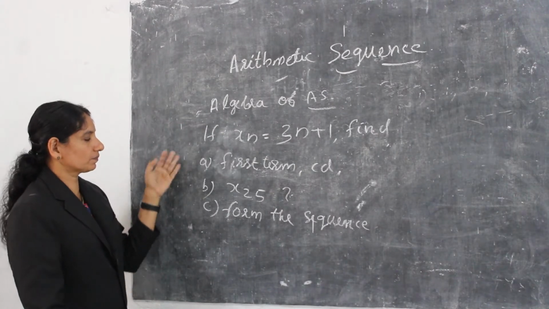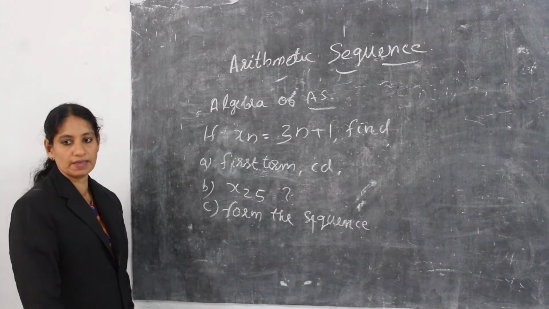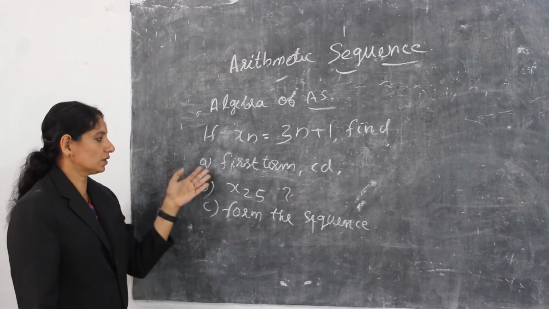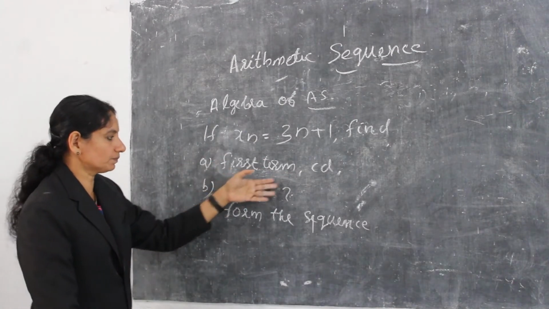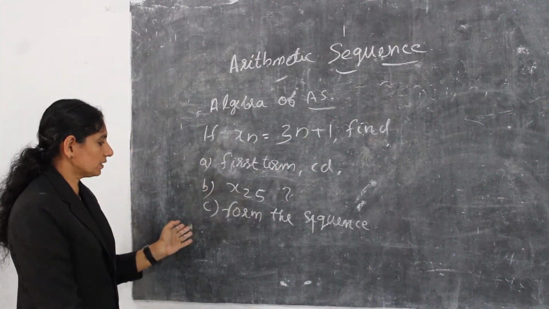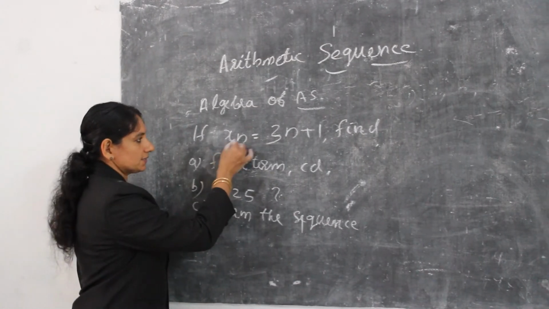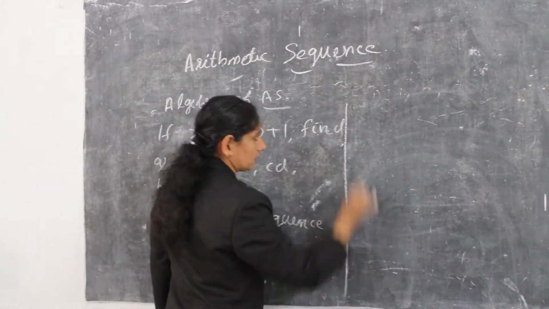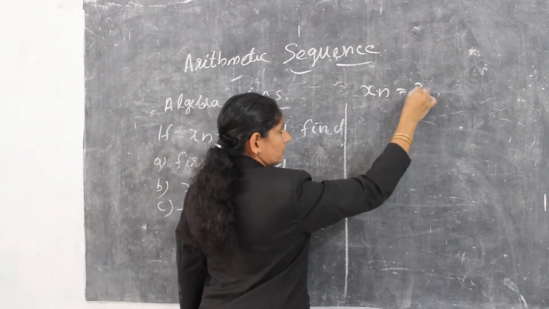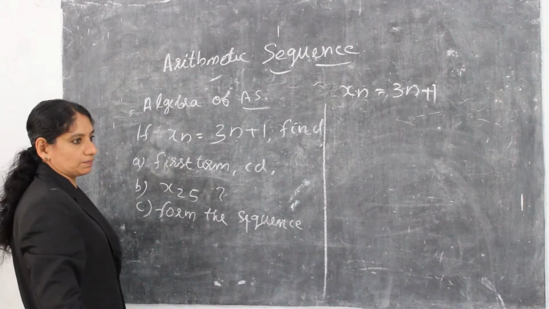Another question: if the nth term of an arithmetic sequence is 3n plus 1, find first, the first term and common difference, next the 25th term, and next form the sequence. Here xn equals 3n plus 1. First, write the first term.